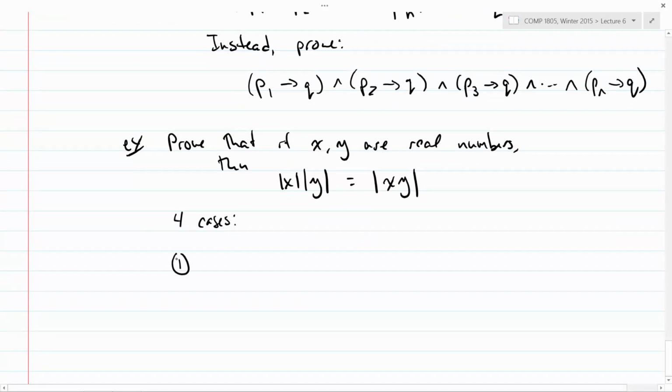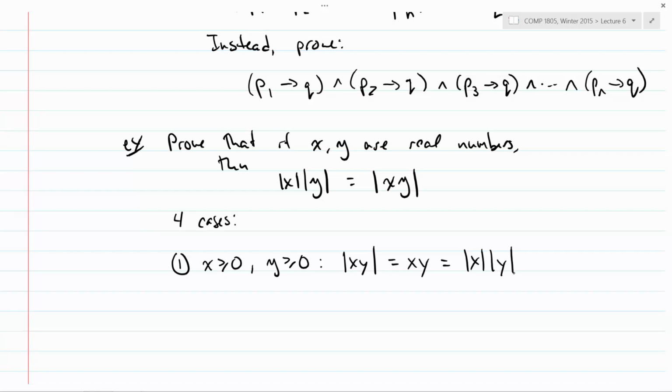So case 1 will be that x is bigger than or equal to 0 and y is bigger than or equal to 0. All right. So in that case, the absolute value of x times y is exactly the same as x times y, because they're both non-negative. And that's exactly the same as the absolute value of x times the absolute value of y. This is the easy case. They're both positive, so the absolute value function does nothing.